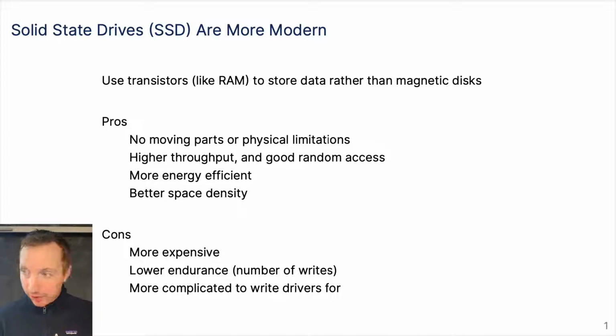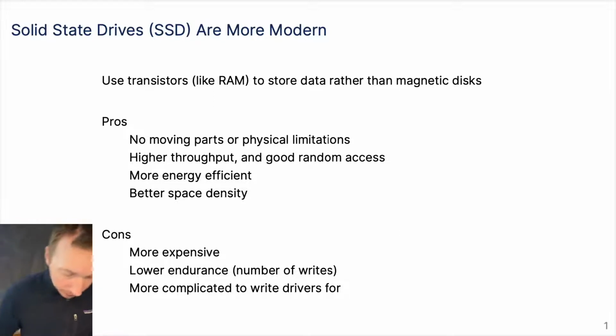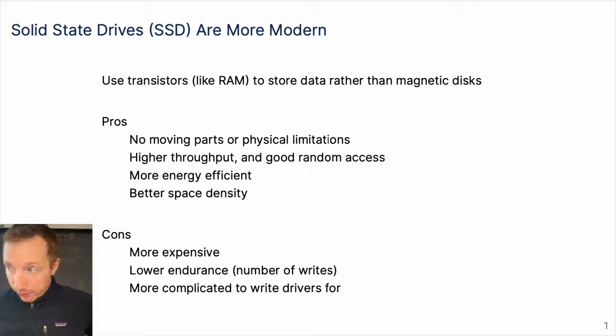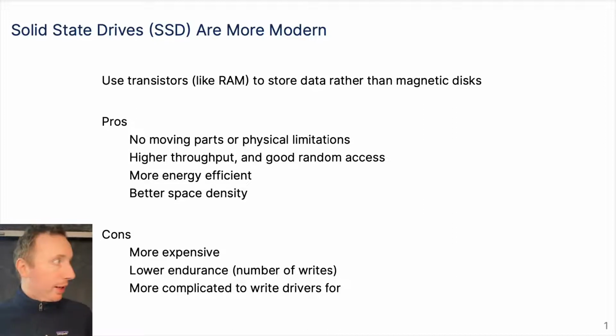So they use transistors like RAM to store data rather than magnetic disks. So they don't have a problem where you can take a magnet and actually corrupt them. They have no moving physical parts or physical limitations. They have higher throughput. They have good random access, unlike what we saw before with hard disk drives that really, really want sequential access. And if you have random access, the performance gets orders of magnitude worse.